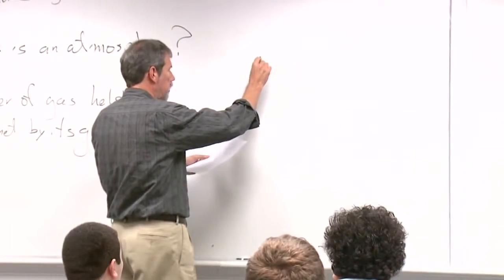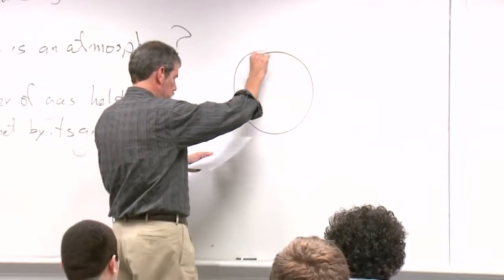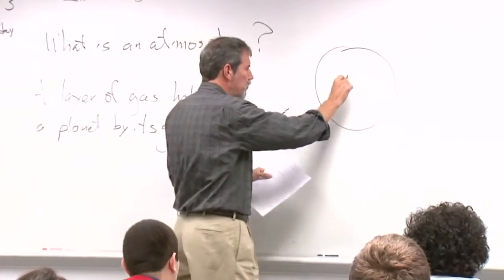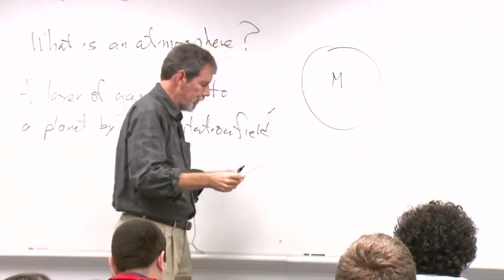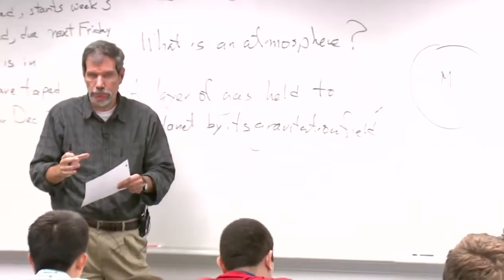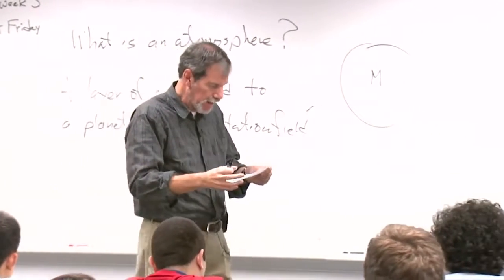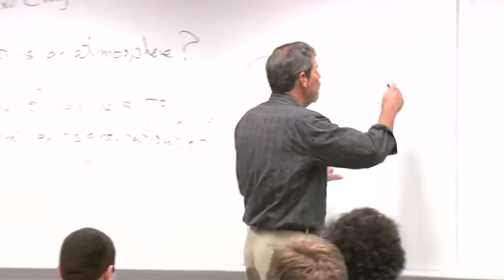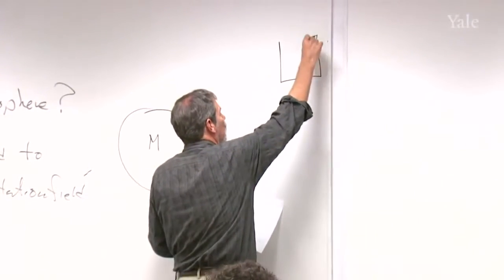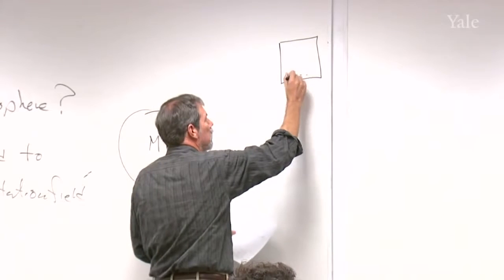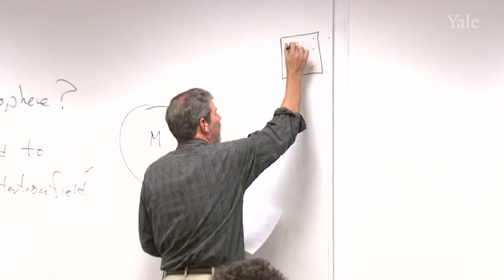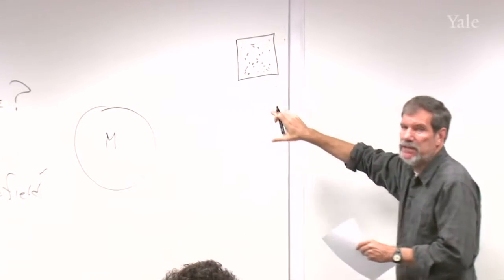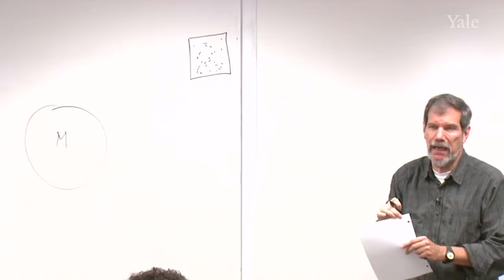I've got a planet here. It has some mass, m. It has no atmosphere. But I've got an alien. I've hired this alien to bring it an atmosphere. And he's over here, and he's got a box of air. And the molecules are there. And he's far away from Earth, so it doesn't feel the gravitational field of the planet yet.